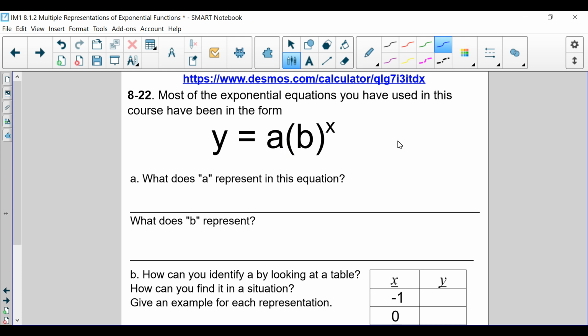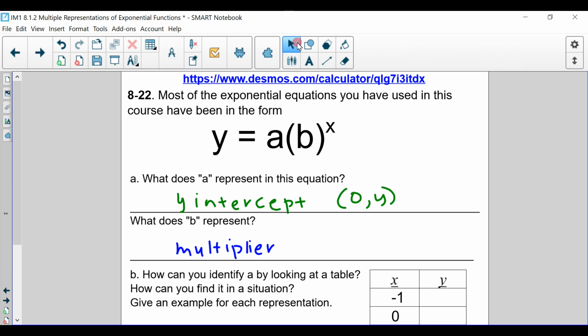Well, a, as the rabbit example starts, is the y-intercept. All right, so it's the y-intercept, also known as when x is equal to 0, what is y equal to? And what does b represent? B represents the exponential portion. It represents what's being multiplied, also known as the multiplier.